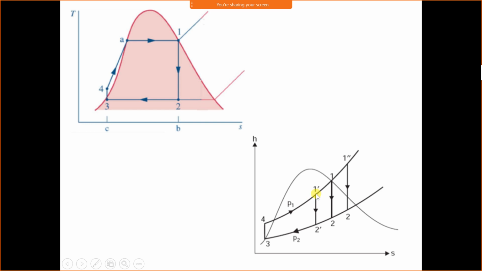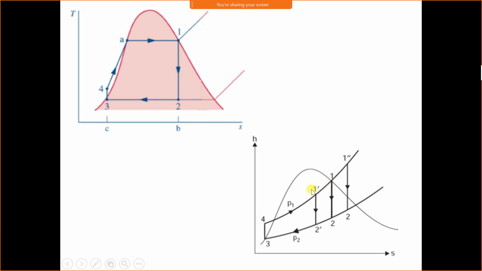Now consider a mixture of water and vapor, or we can say wet steam, entering the turbine at 1 dash, and it is expanded in the turbine from 1 dash to 2 dash. The remaining process is the same: 2 dash to 3 condensation, 3 to 4 pumping, 4 to 1 dash again heat transfer in the boiler.